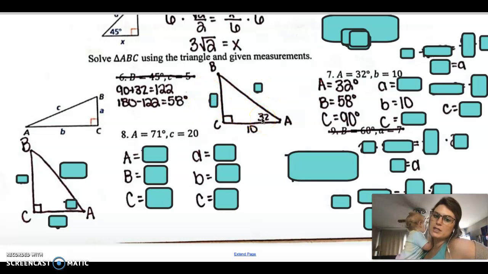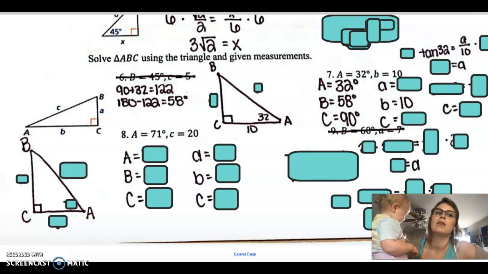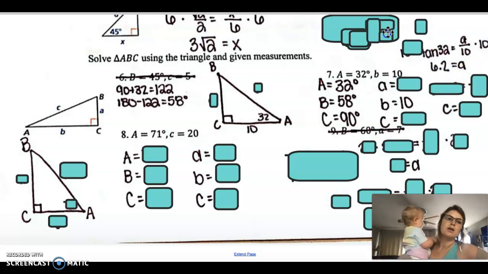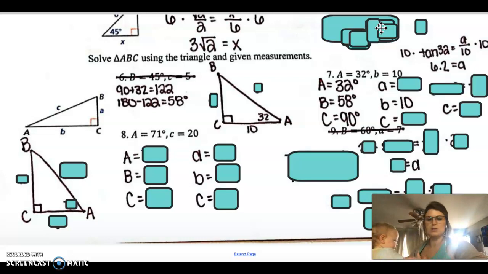So if we have 32 and 10, from 32, side A is the opposite and 10 is the adjacent. So we have up here, tangent of 32 is A over 10. To get A by itself, we multiply both sides by 10. And in your calculator, you'll type in 10 tangent of 32. And that will give you 6.2. So if you have a decimal, round to the nearest tenth. Okay, so A is 6.2.